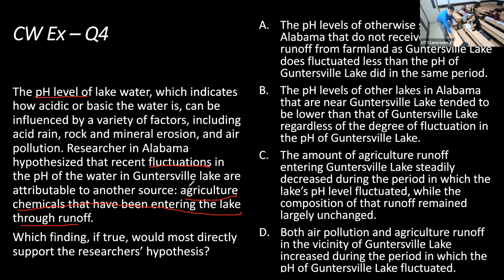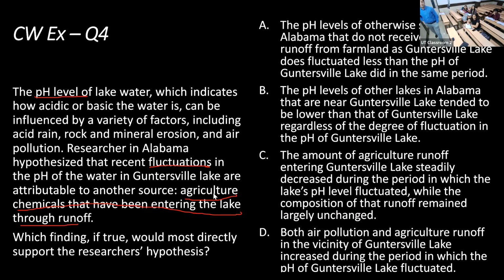Let's read A once. So Charul, read this option loud. The pH level of otherwise similar lakes that do not receive as much runoff from farmland as G lake thus fluctuate less than the pH of G lake did in the same period.